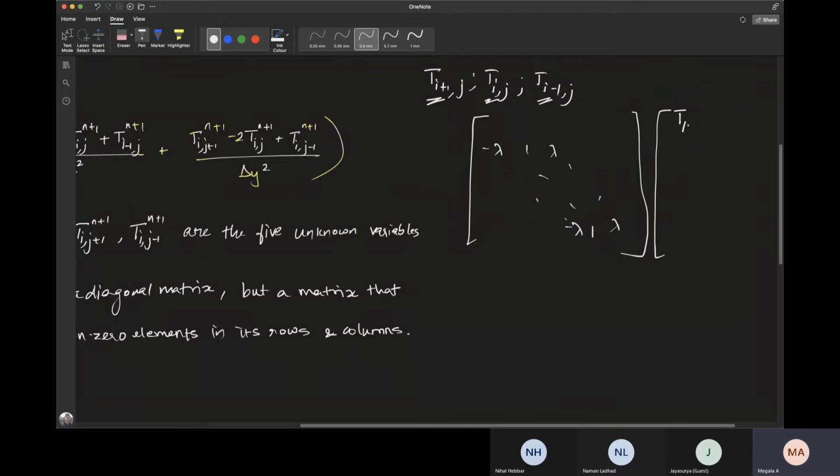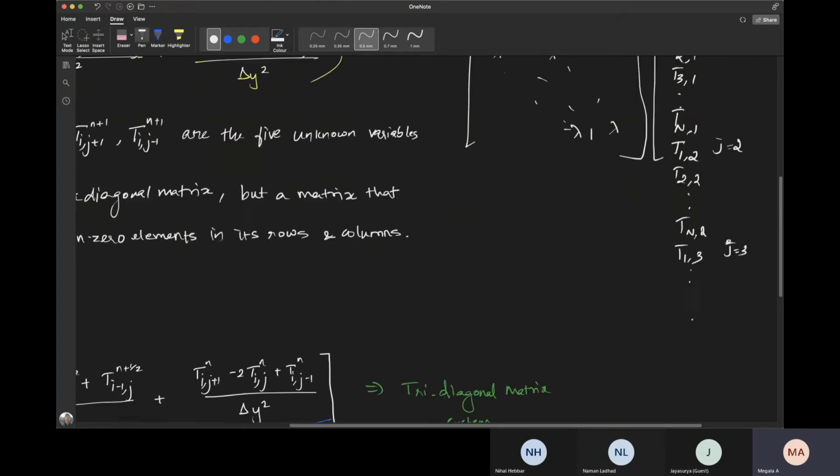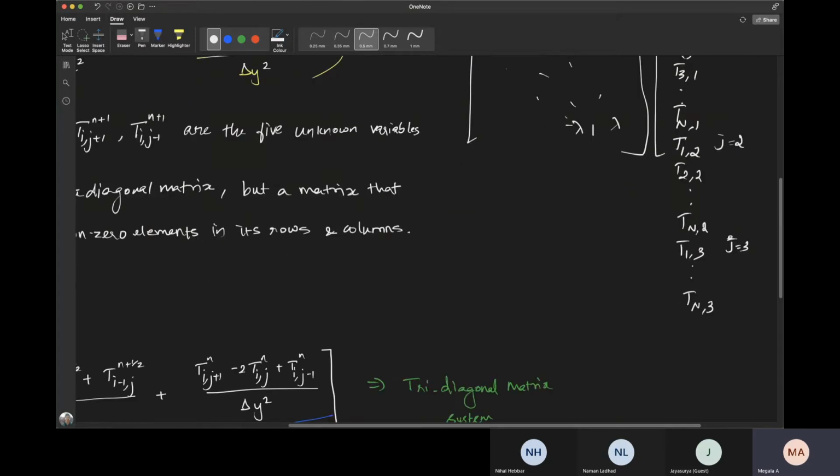So I'll just write for, I'll keep j as 1, the first thing, and it goes on till T n comma 1. So now start for the next one. This is for j equals 2 and till T n comma 2. Again start for j equals 3. So you arrange the system in this way.